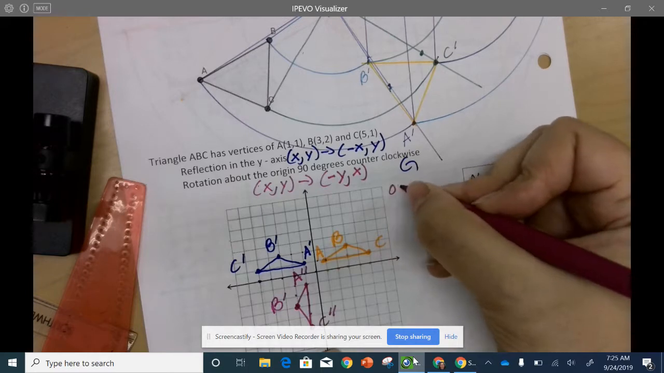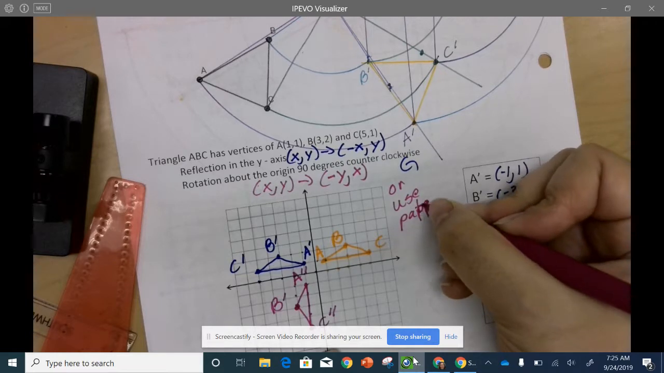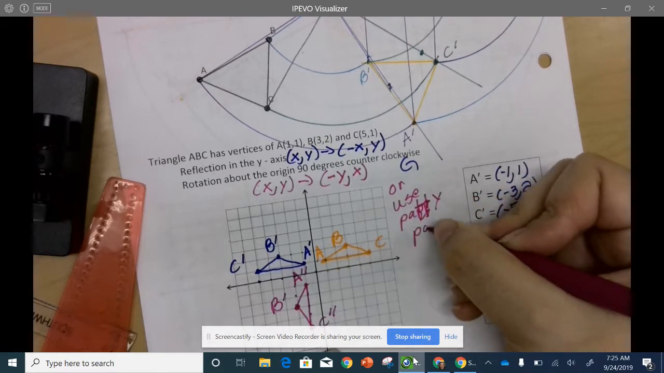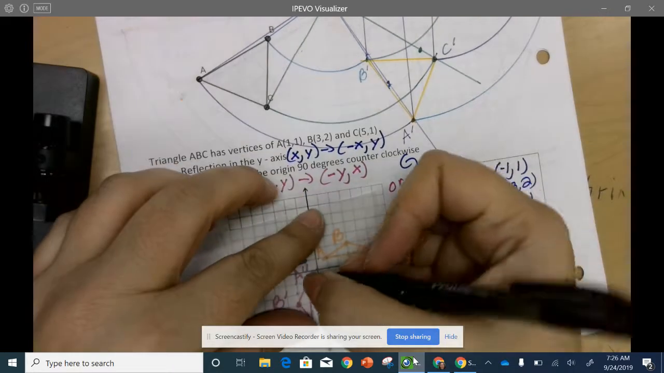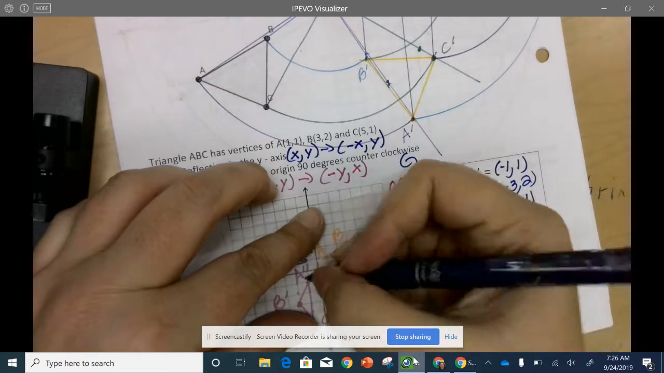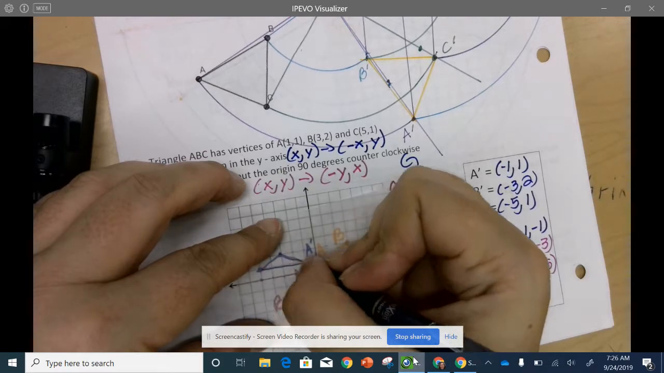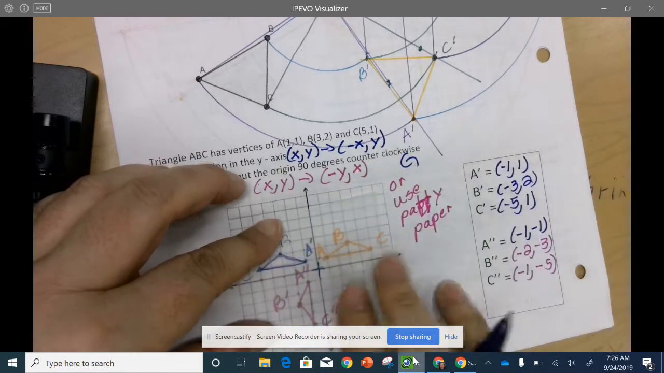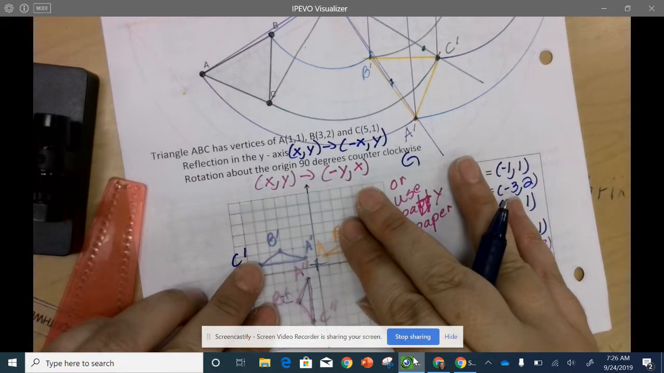Okay, or use the patty paper, everybody. And how we use the patty paper, everybody, is we take it, I'll show you that way, because you can also do that way. So draw your crosshairs. I trace the triangle. And then you just rotate it, okay, until it matches up. And we got our rotation.